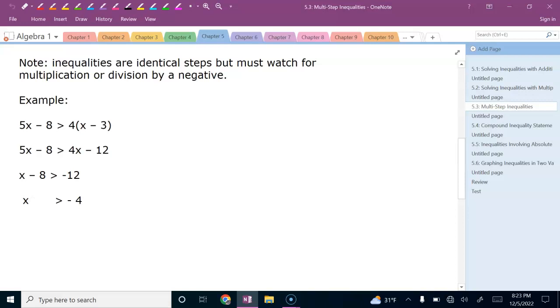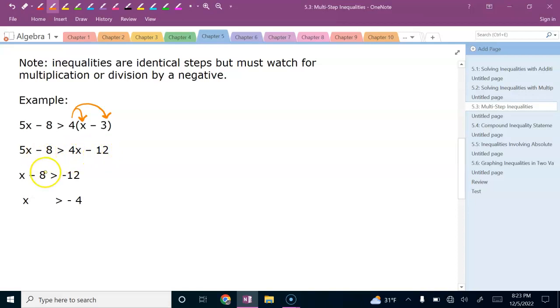Okay? Alright, so let's take a look at this example here. We've got 5x minus 8 greater than 4 times x minus 3. So we do see parentheses. The first thing that they did is they took this 4 and used the distributive property to get 4 through. So now it says 5x minus 8 greater than 4x minus 12.